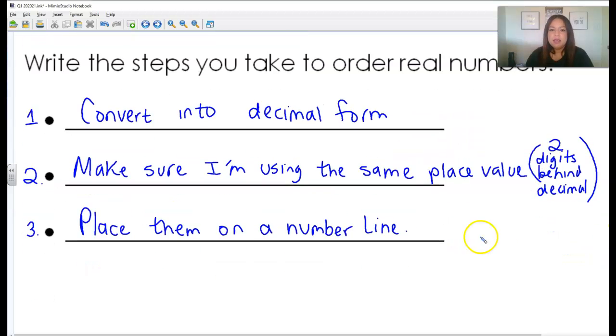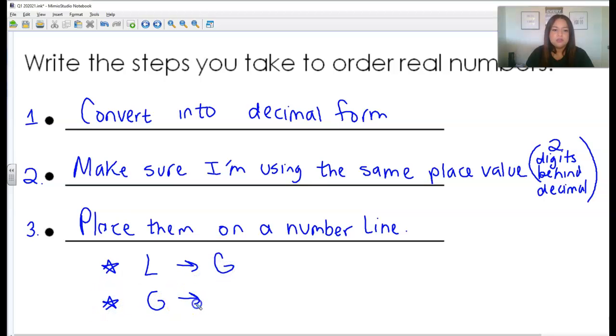And maybe I need to go ahead and put a star to remember, are they asking me to order them? Oops. Ah, no, I erased everything. I need to go ahead and remember, are they asking me to order them from least to greatest? Or are they asking me to order them greatest to least? That's important, okay? So that's something to keep in mind. Make sure that you're writing this down in your notes. All right, let's try an example.